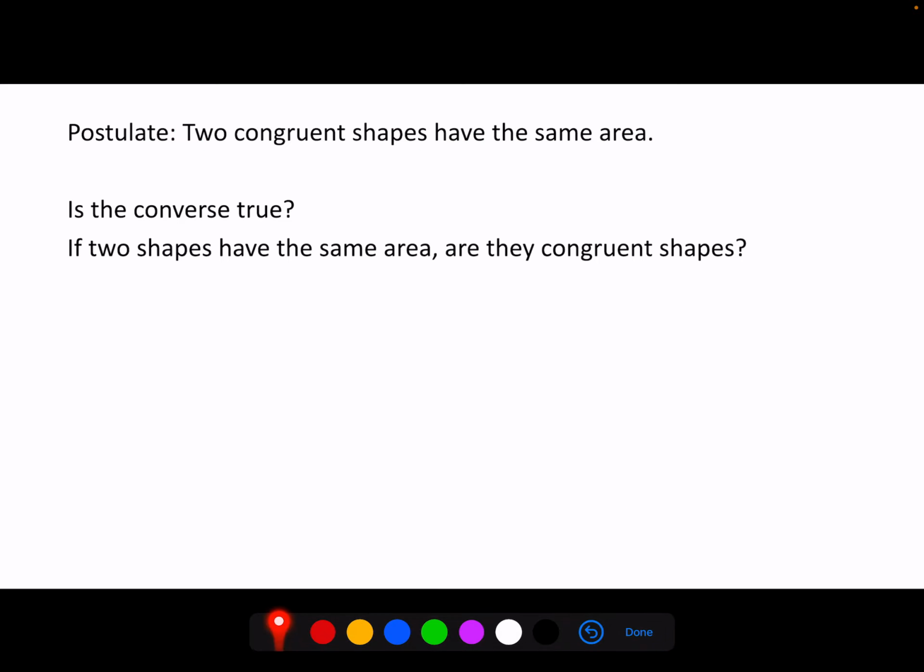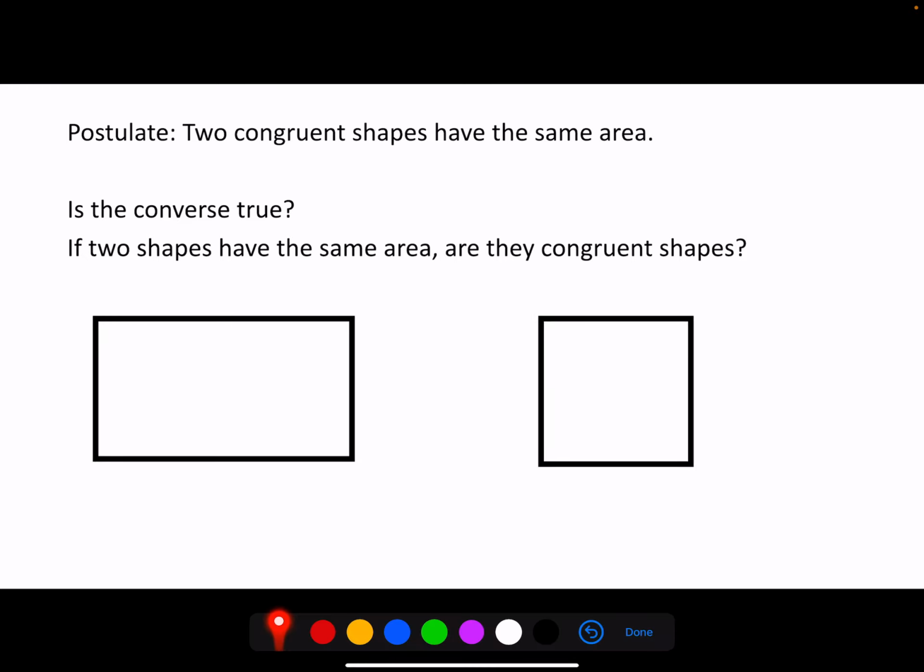So that leads us to a postulate. This postulate states that two congruent shapes have the same area. So if I have two congruent rectangles or two congruent triangles or whatever it may be, as long as they're congruent shapes, if I find the area of each of those shapes, those areas will always be the same. But is the converse true? If two shapes have the same area, are they congruent shapes? And the answer is not always.